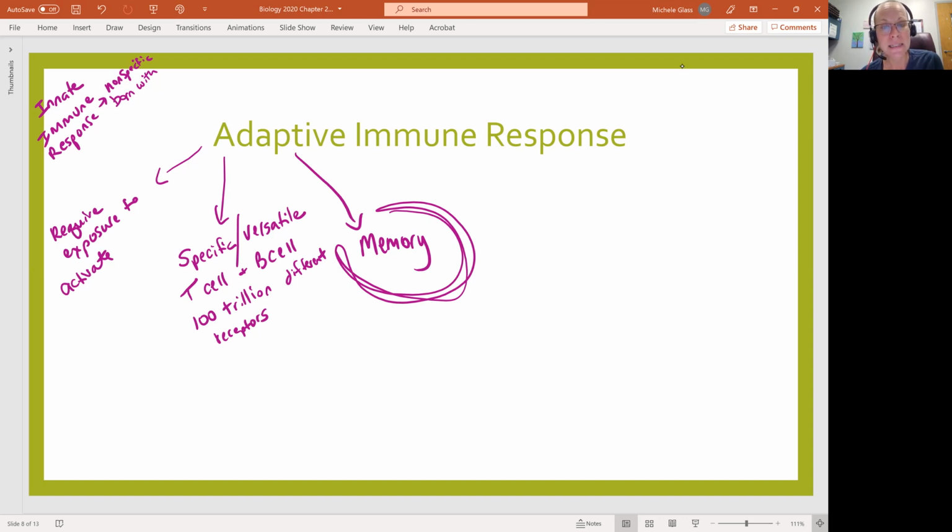Let's come back to this idea. Let's do one other feature of our adaptive immune response, and then let's talk a little bit more about this memory, okay? So the other super duper important thing is that we have self-recognition.